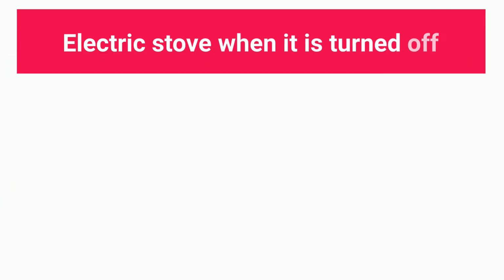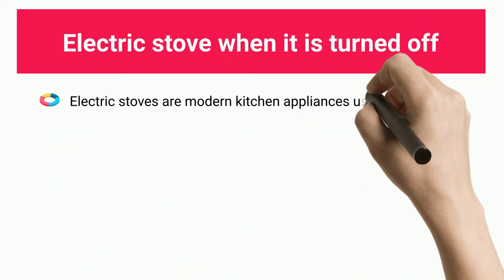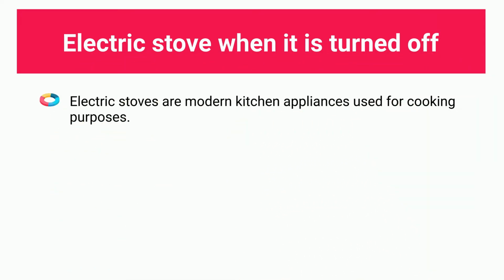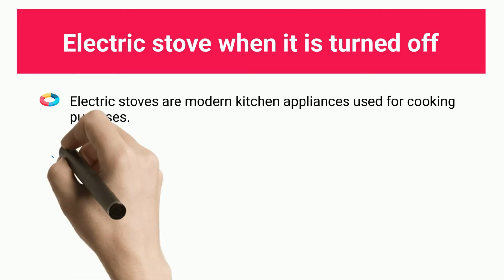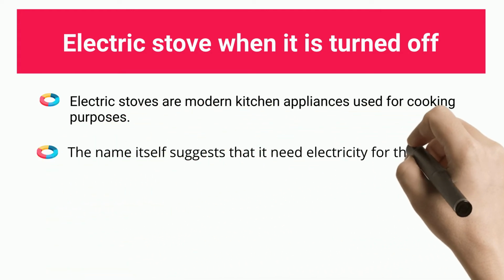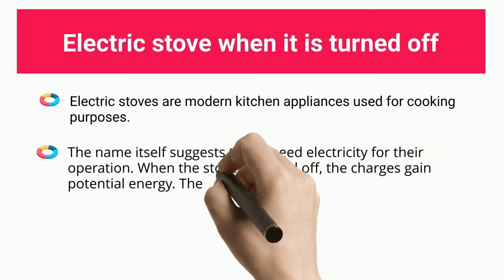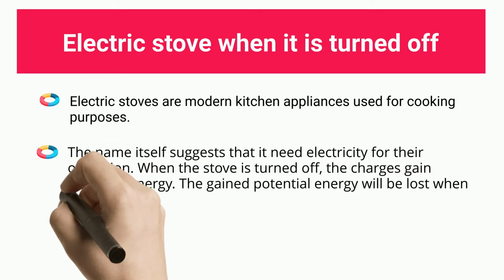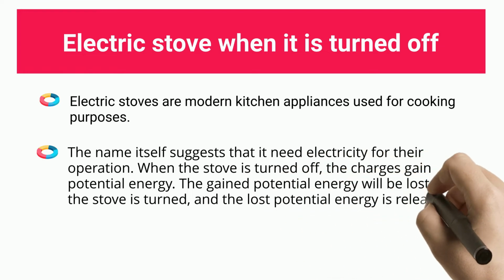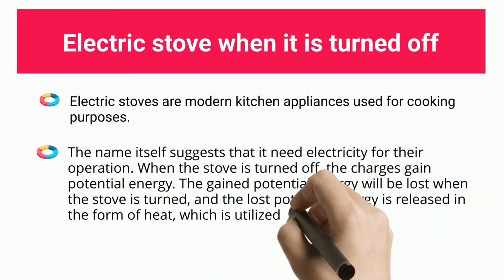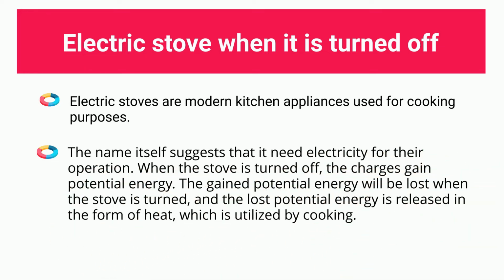Electric stove when it is turned off. Electric stoves are modern kitchen appliances used for cooking purposes. The name itself suggests that it needs electricity for its operation. When the stove is turned off, the charges hold potential energy. The potential energy will be lost when the stove is turned on, and the lost potential energy is released in the form of heat, which is utilized for cooking.